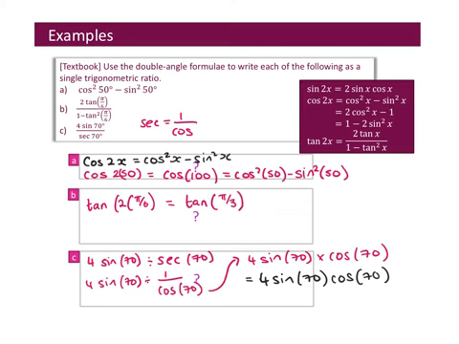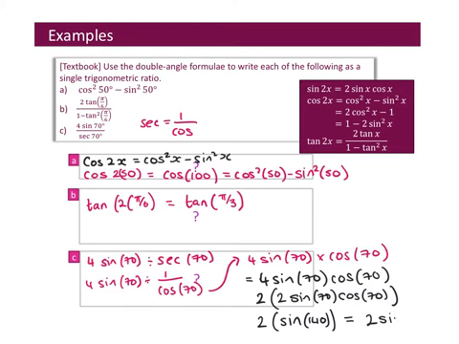Okay, so if we have a look what rule this matches, it matches this rule here: sine of 2x equals 2 sine x cos x. But here we've got 4 lots, so we need to factorize out a 2. So we get 2 lots of 2 sine 70 cos 70. Now we know that we could rewrite 2 sine 70 cos 70 as sine of 2 lots of 70, which is sine of 140. So we have 2 lots of sine 140, which we're then going to just write as 2 sine 140.